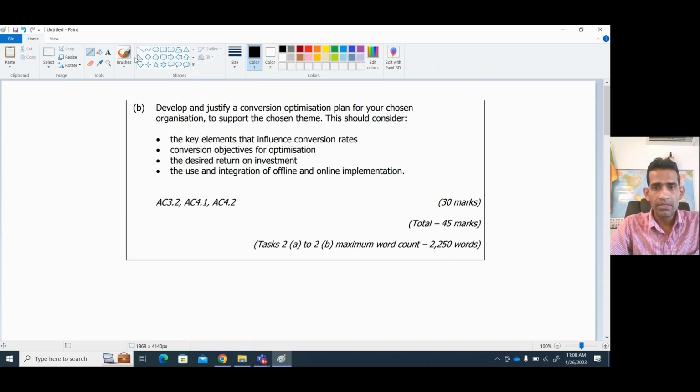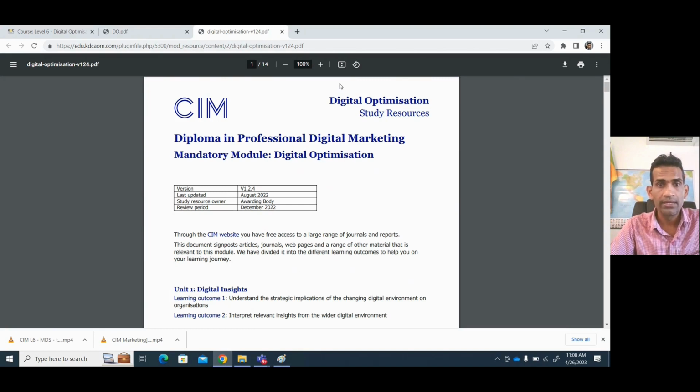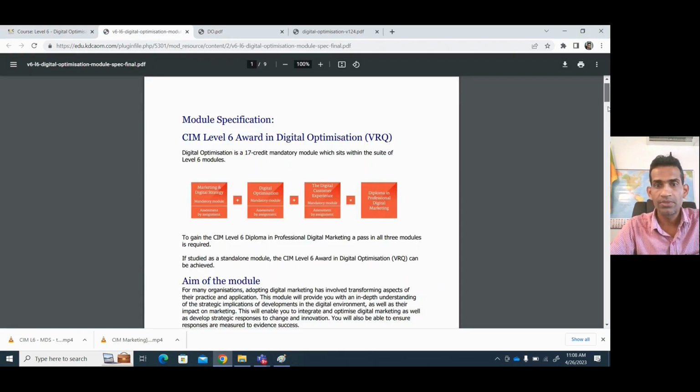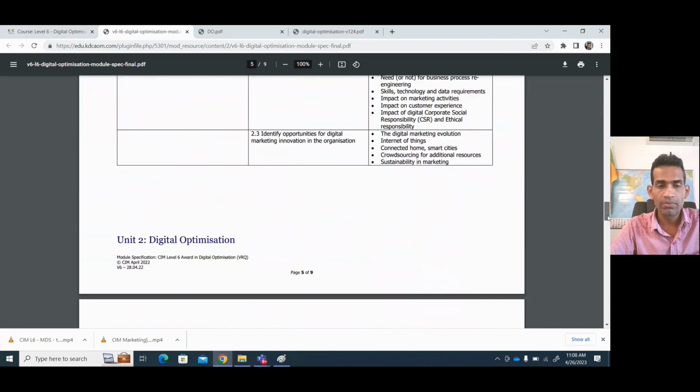Task 2 part B. In my previous video I was talking about task 2 part A. So in this video I'm going to talk about task 2 part B. You all have to comply with these learning outcomes and the assessment criteria to complete the entire part of your assignment. Here you can see the learning outcomes and the assessment criteria, so that it will be very easy for you to score full marks.